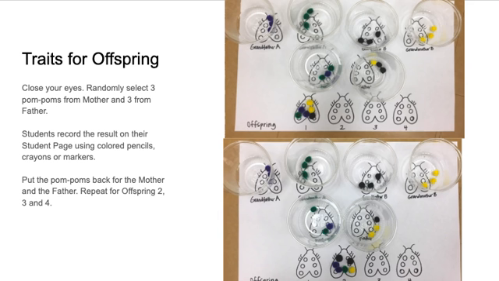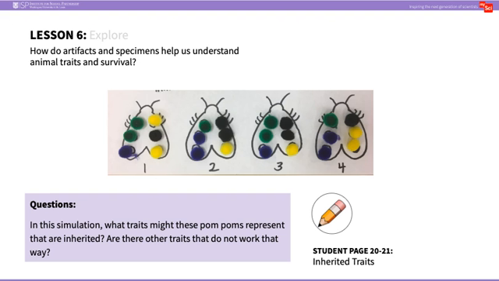The next thing you're going to do is show students how the offspring inherit traits. You'll randomly select 3 pom-poms from mom and 3 pom-poms from dad and put them on the offspring. Students will repeat this for each of the 4 offspring. This activity will show us how we get a variation in traits, similar to the ladybug picture we started this activity with. Students should end up with 4 offspring with different combinations of traits.